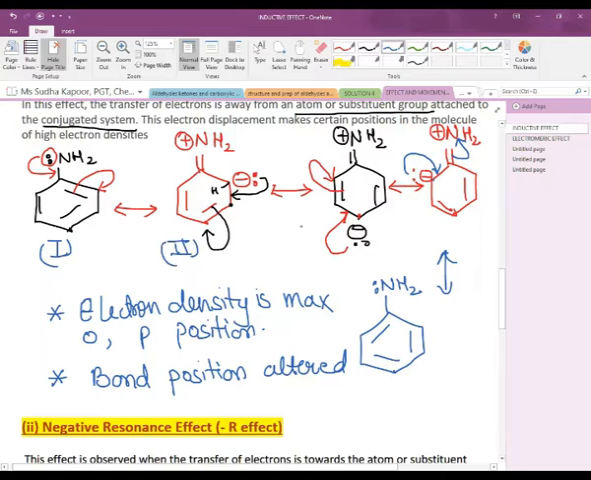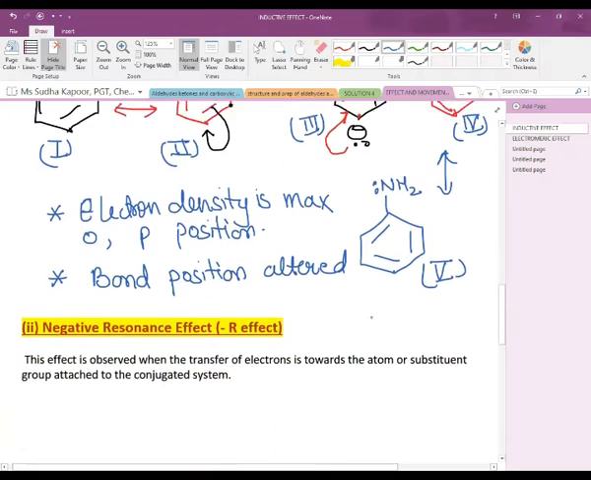Similar types of structures we can also make for phenol and for chlorobenzene, because the lone pair is found to be moving in the same way. Now comes the negative resonance effect.